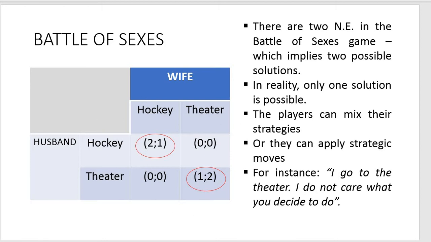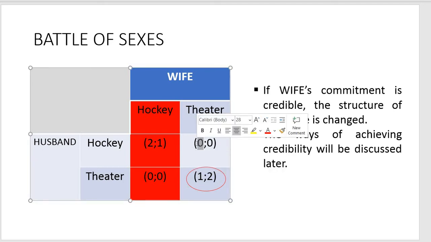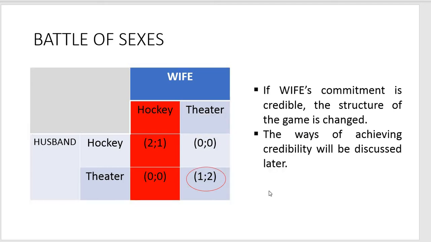theater. So then the structure of the game is different. If the husband knows for sure that the wife will always choose to go to the theater regardless of his strategy, then actually it makes sense for him to go to the theater as well. So then he will get 1 instead of 0 payoff. So this is the idea.